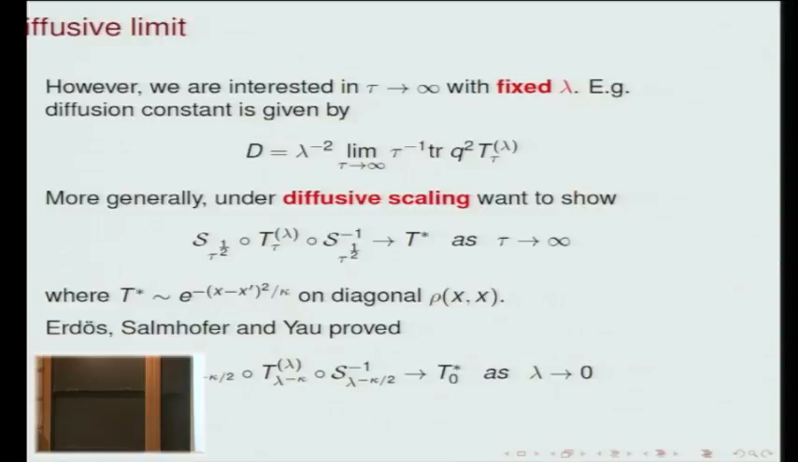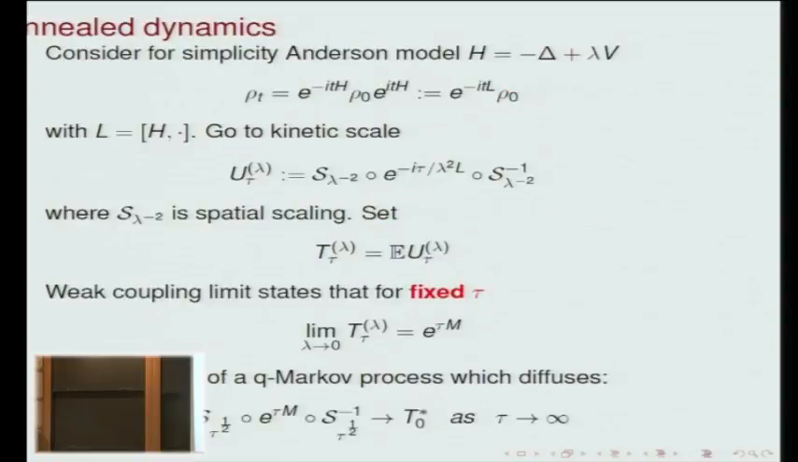So writing things this way, what Erdős, Schlein, and Yau proved is that you take this, you are still taking lambda to 0, but you are taking the tau here also to infinity with some power of lambda. So they do this thing, but not with lambda fixed and tau to infinity, but lambda going to 0 and tau going to infinity at the same time. Okay, so their limit is still the same as in the weak coupling limit here.